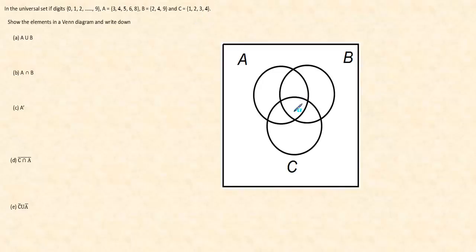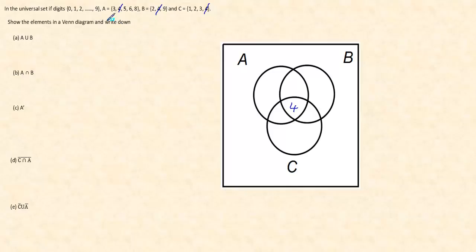So the 4 is in all 3 sets. So that's going to go right in the middle. So let's just take that out of all the sets. And there's nothing else that's in all 3. So let's compare A and B. So there's no other elements in both of those. So the A and B section, which is here, is going to be empty.